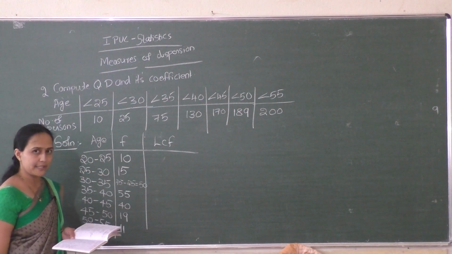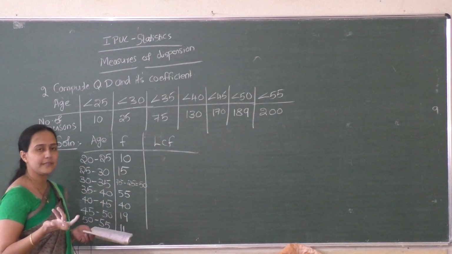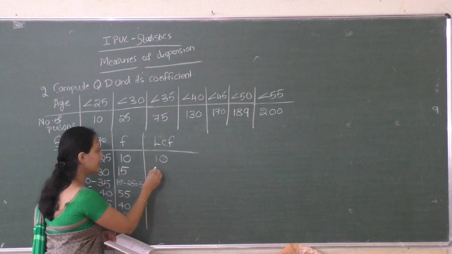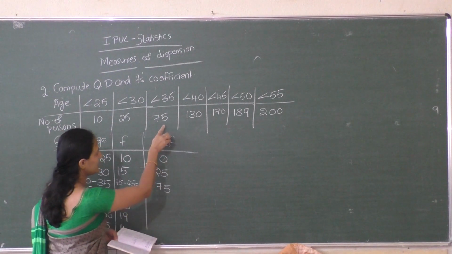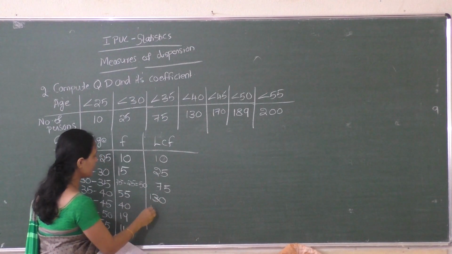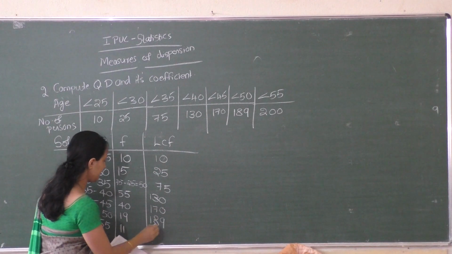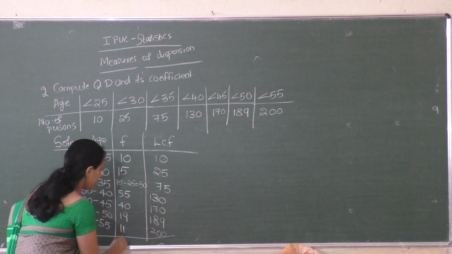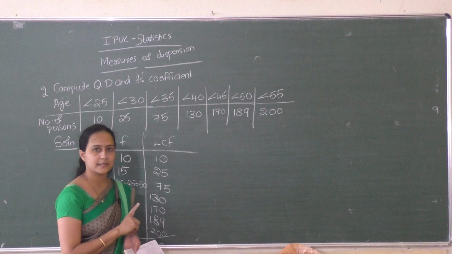Next, the less than cumulative frequency, as you know, you can write the same, or you can check once again if it is correct or not. First one is 10 itself. 10 plus 15, 25. 25 plus 50, 75. 75 plus 55, 130. 130 plus 40, 170. 170 plus 19, 189. Last, 189 plus 11, that is 200. So here our capital N is 200. Hope it is clear.